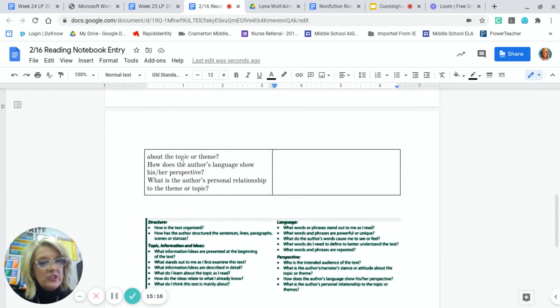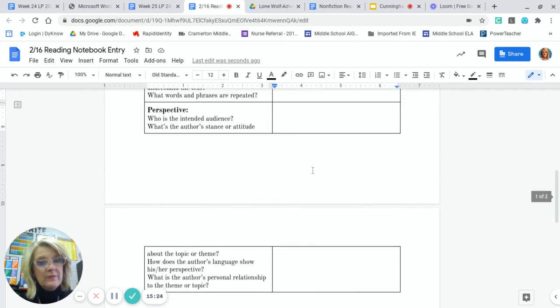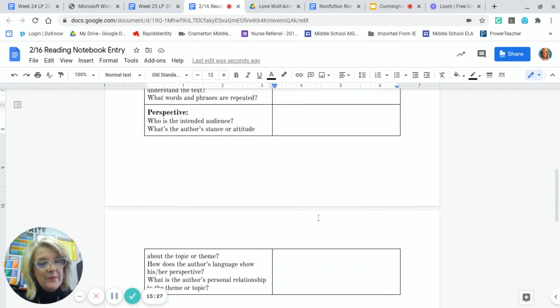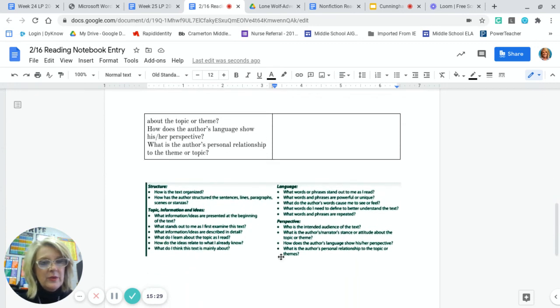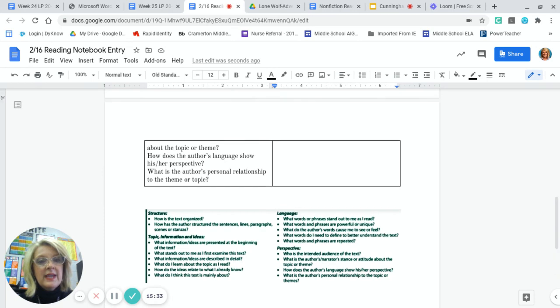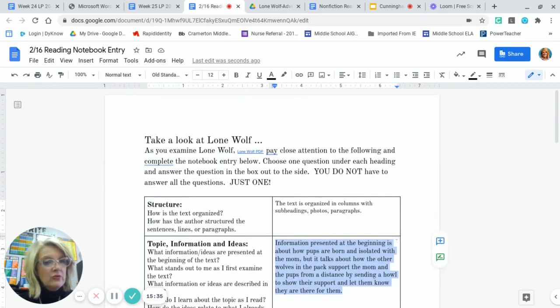Here's some more questions that help you to think through the author's perspective and that you can answer to fill in this box. Okay? And then I just put this whole little chart here for you if you wanted to look back for it. I just clipped it from the actual chart that I showed you in the beginning.